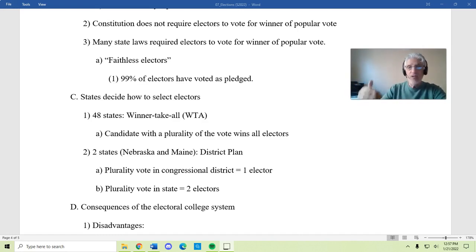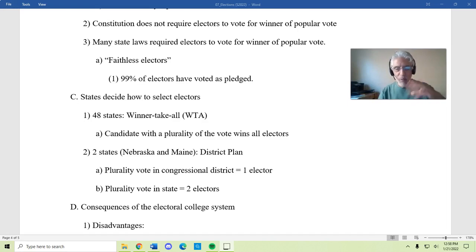Now, oftentimes you'll hear people talk about abolishing the Electoral College, right? As I'll explain in another video, the problem isn't really the Electoral College. The problem is the winner-take-all rule if you think it's a problem. Now, 2 states have something other than the winner-take-all rule. They have what's called the district plan.